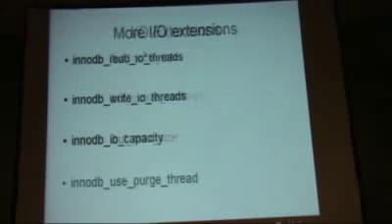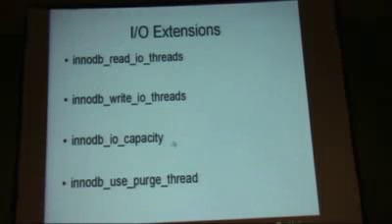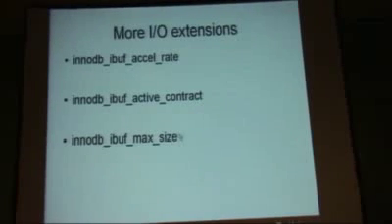So, you might say, well, I want to assume that it can do 200 operations per second for I/O, but specifically for inserts, I want to assume that it can do 300 operations per second. So you can actually fine-tune it that way if the InnoDB I/O capacity is not enough to help the insert buffer. There's also InnoDB iBuff active contract.